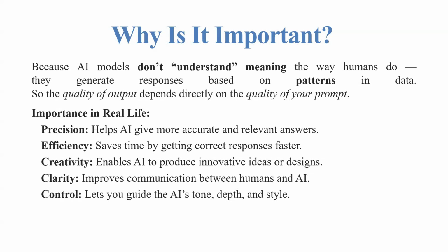That's clarity. So the next one is control. Prompt engineering allows you to control how the AI responds. You can specify the tone, the level of detail, the writing style, the audience, and the output format. For example, you can ask the AI to explain like a teacher, answer like an interviewer, write like a professional email, summarize in five bullet points, or generate a Python program. So the AI follows these instructions because you have guided it through your prompt. This gives you much greater control over the final output.